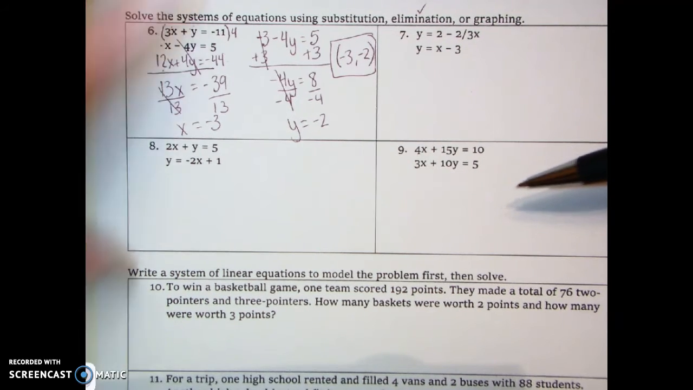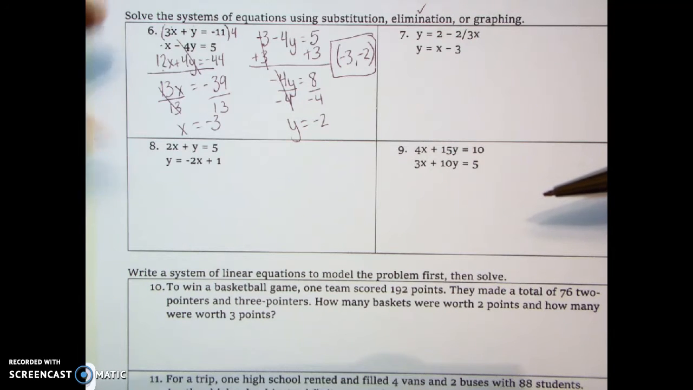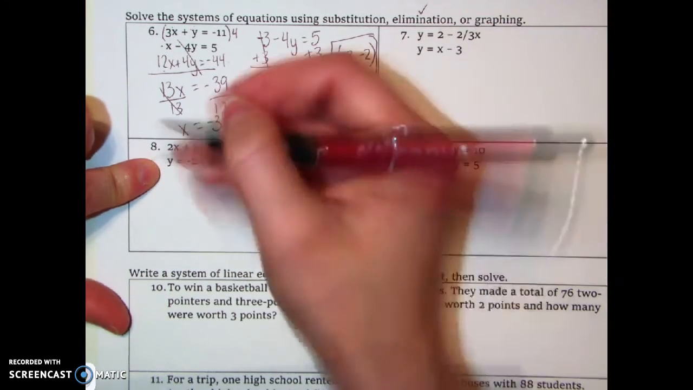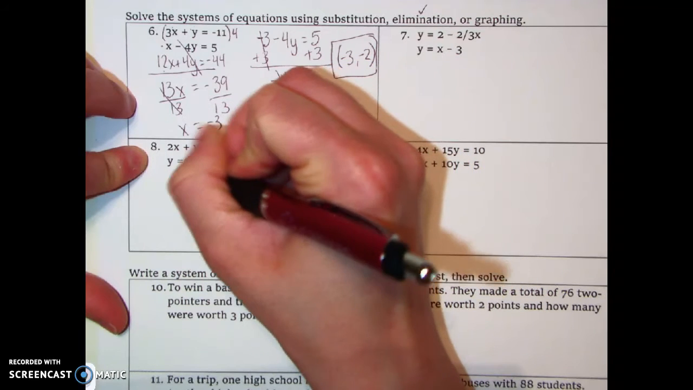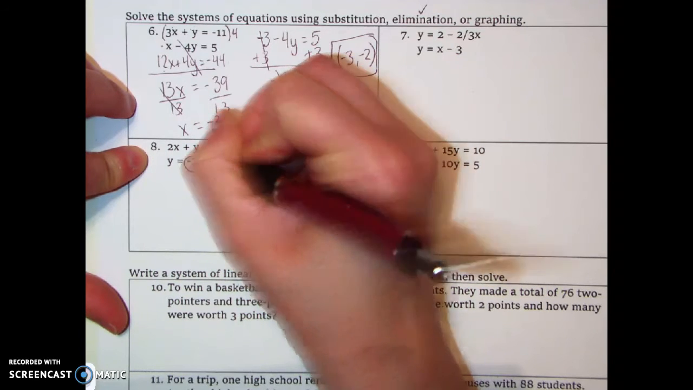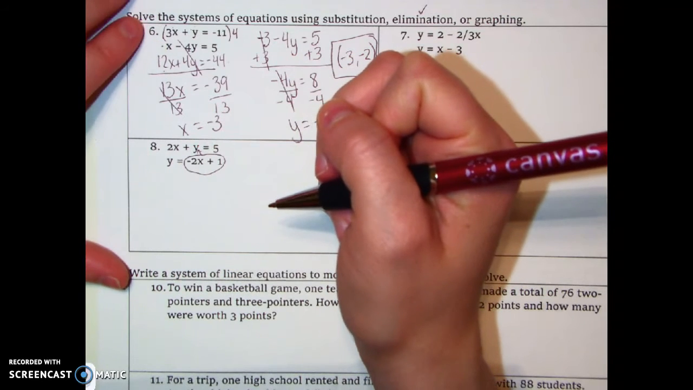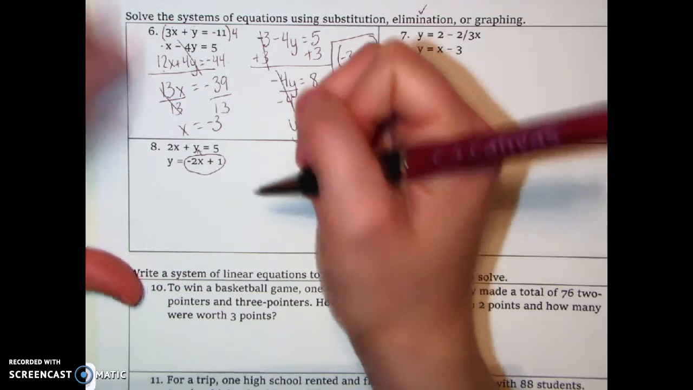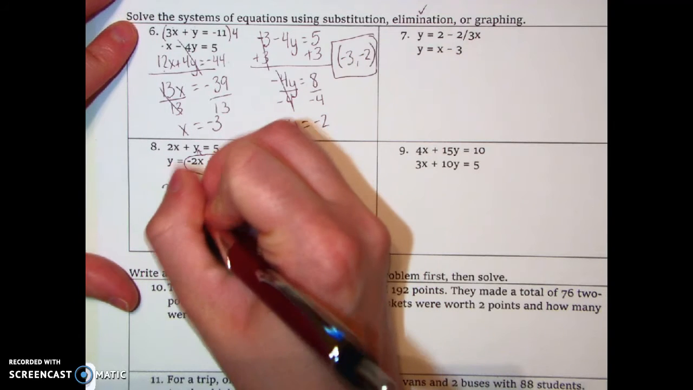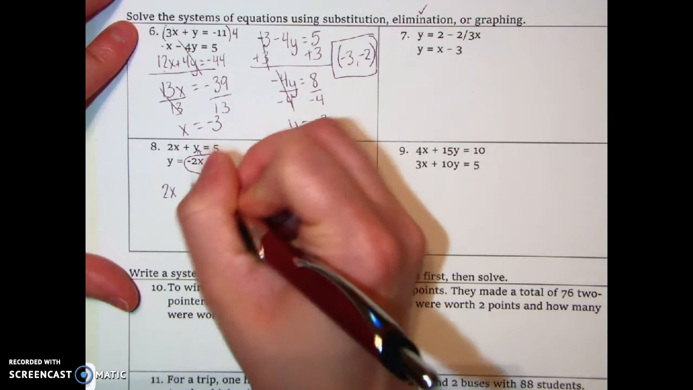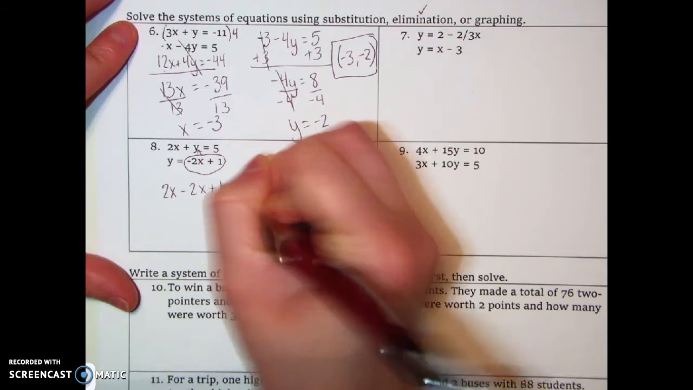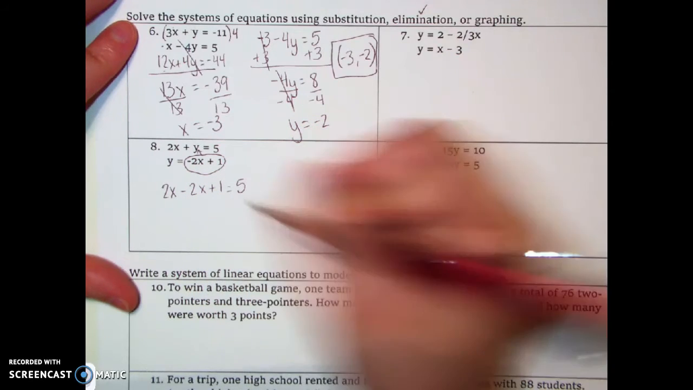For substitution, it works best if one of your variables is by itself, or you need to get one by itself. In this case, y is already by itself. So I can go ahead and substitute that in for that y right there. I'm going to replace that y with negative 2x plus 1. So 2x, now it's minus 2x plus 1 equals 5.